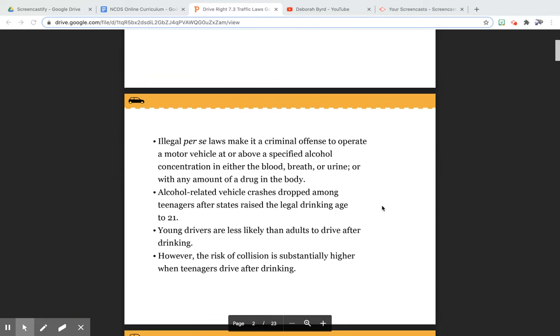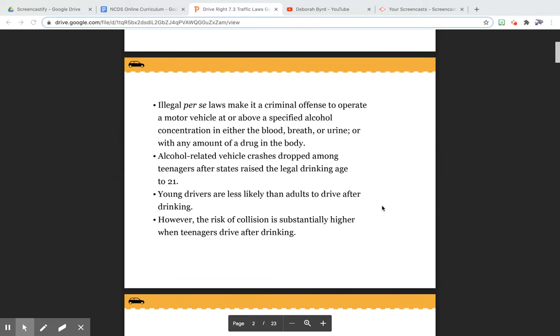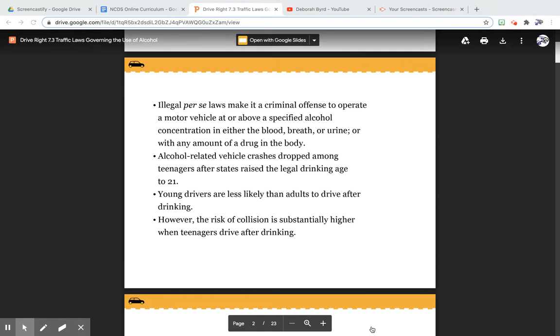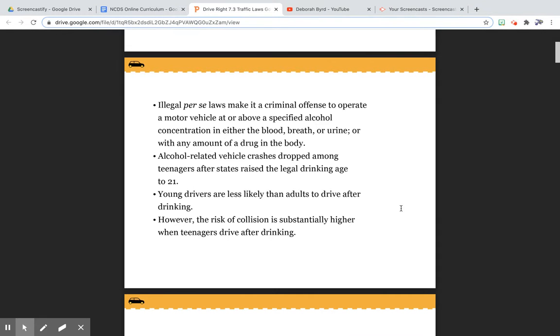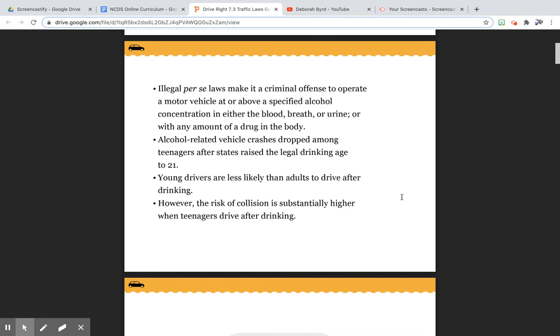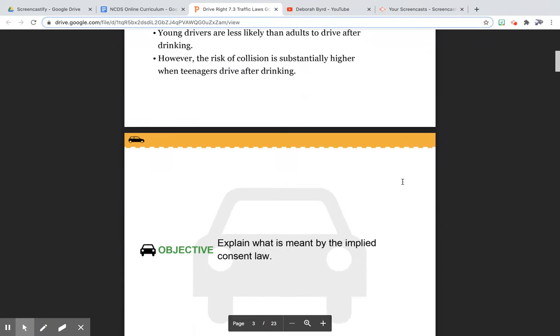Illegal per se laws make it a criminal offense to operate a motor vehicle at or above a specified alcohol concentration, either in the blood, breath, or urine, or with any amount of drug in the body. Alcohol-related vehicle crashes dropped among teenagers after states raised the legal drinking age to 21. Young drivers are less likely than adults to drive after drinking. However, the risk of collision is substantially higher when teenagers drive after drinking.